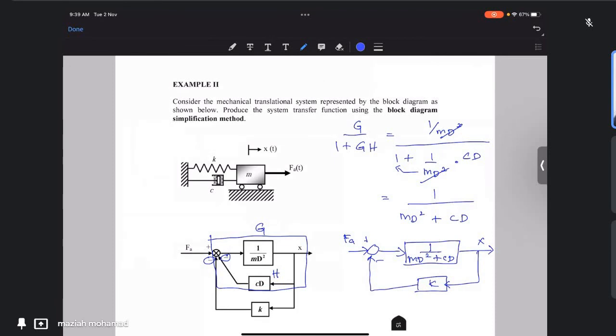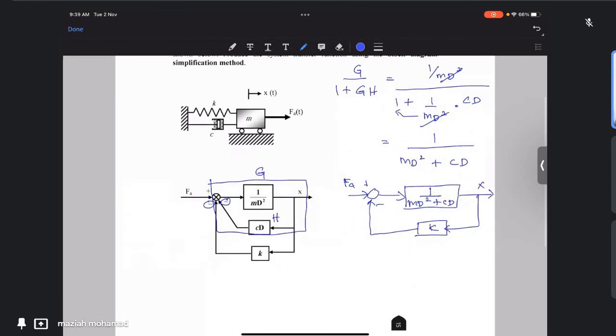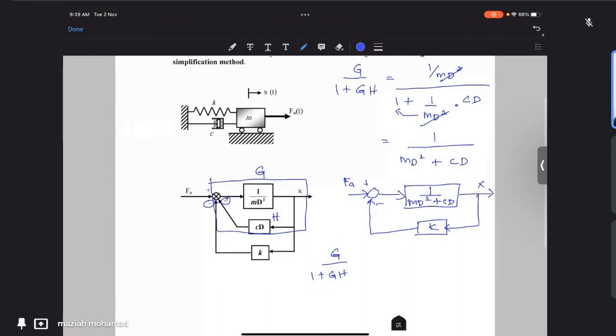Okay, then you will do the same step for this feedback block. Again we're going to use the same equation, G over 1 plus GH. Now this one is G and this one is H. So similarly, we have 1 over md square.